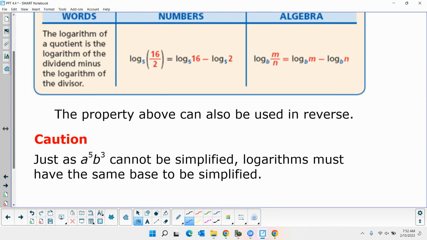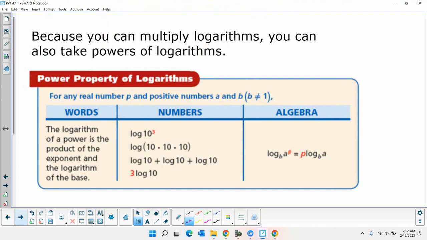They got to have the same base. Right? We couldn't add this 5 and 3 because those are different bases. That's a base of A. That's a base of B. Right? And these will have the same base, the ones we're doing. Okay? So those are just properties of logs that work.